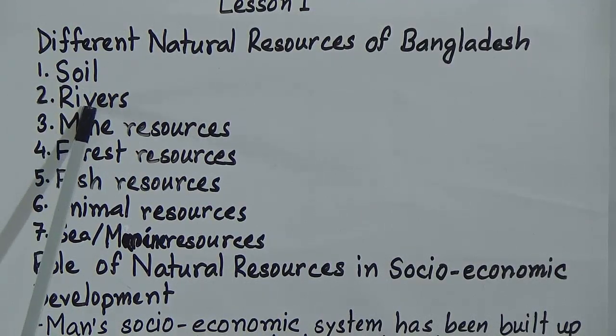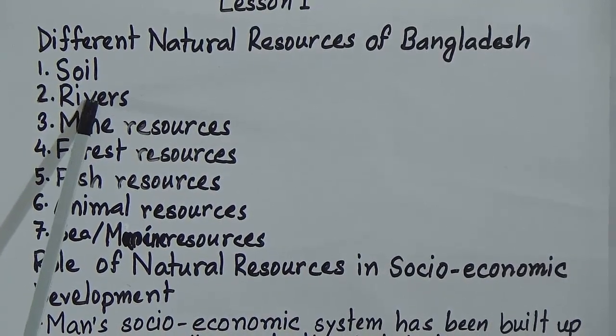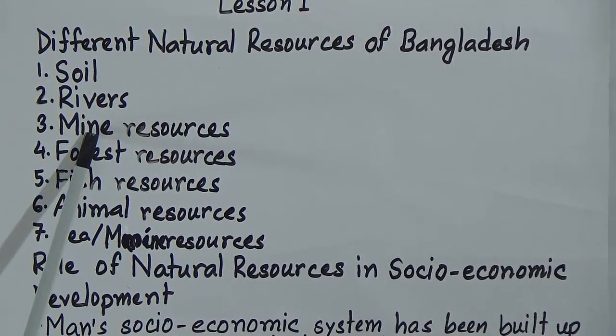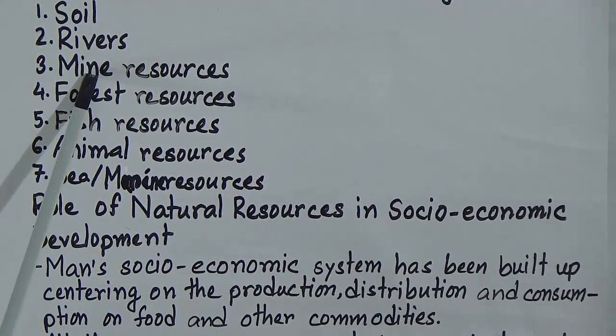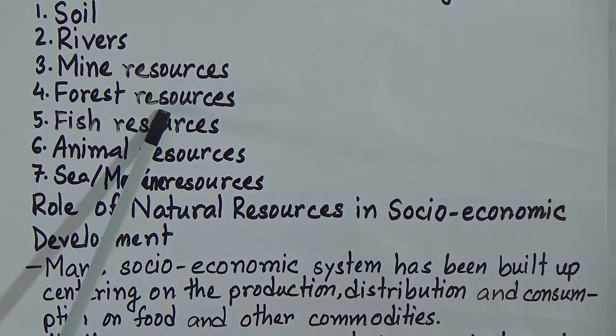Next one, rivers. There are many big and small rivers in our country. We all know it, and that's why Bangladesh is called a riverine country. The rivers make our communication easy, and our rivers are also full of fish resources, and many people earn their livelihood by catching fish. Now mine resources. That means we get mine resources under the earth, and they are called mineral resources also. Like coal, gas, limestone, silica, etc. are remarkable.